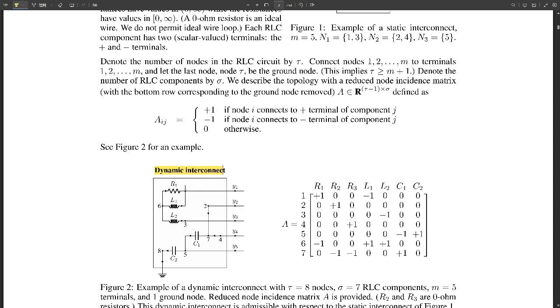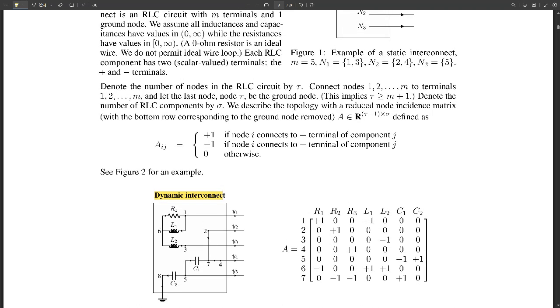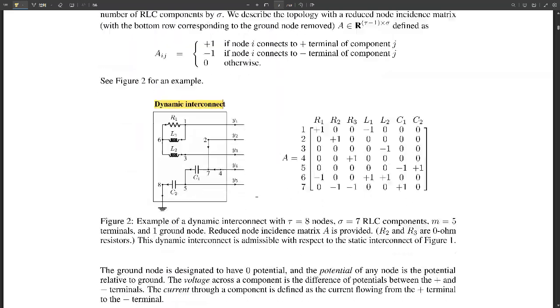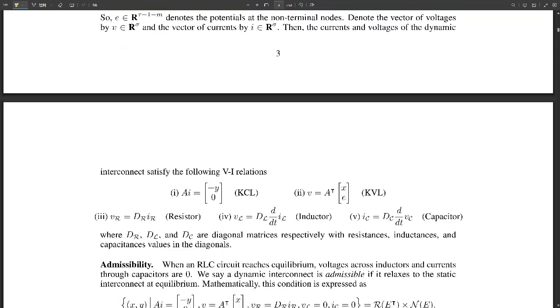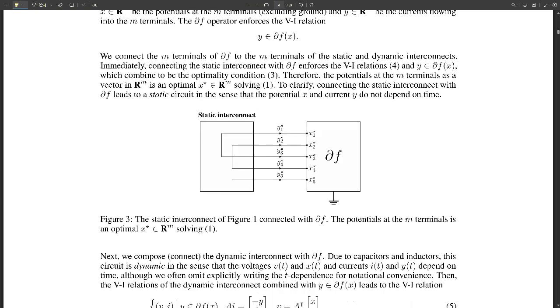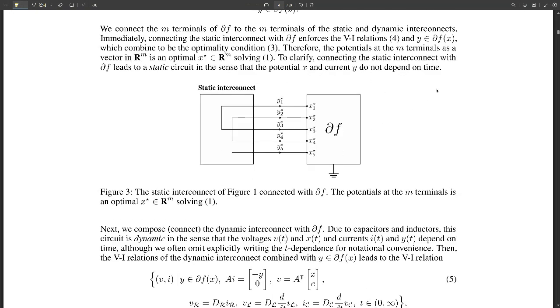Now, here's where it gets even cooler. The paper talks about treating the subdifferential operator as a special kind of resistor. Subdifferential operator, I'm assuming that's a key concept in optimization. Yeah, basically it helps us understand the slope of the function we're trying to minimize. Representing it as a resistor connected to the static interconnect gives us a visual way to see the conditions for finding the best solution. So it's not just a visual thing, it's a way to make complex math tangible.